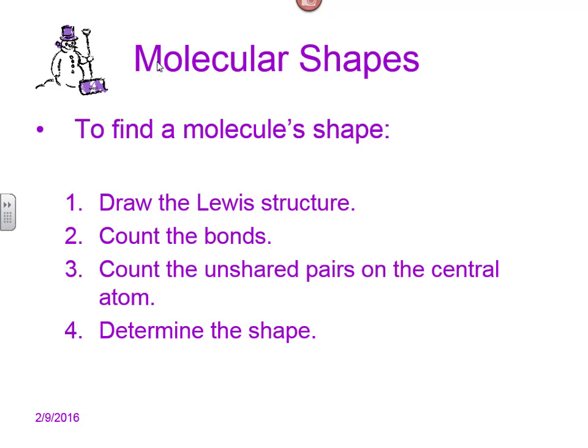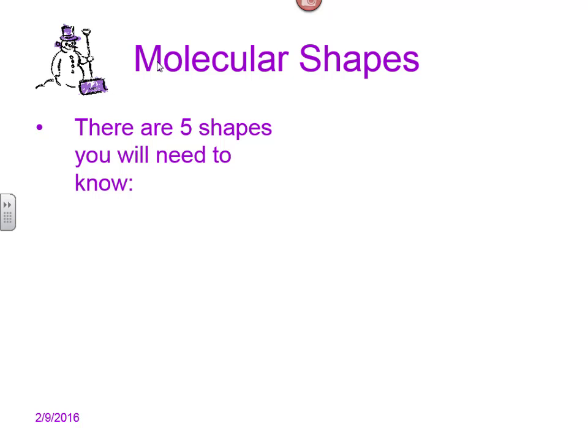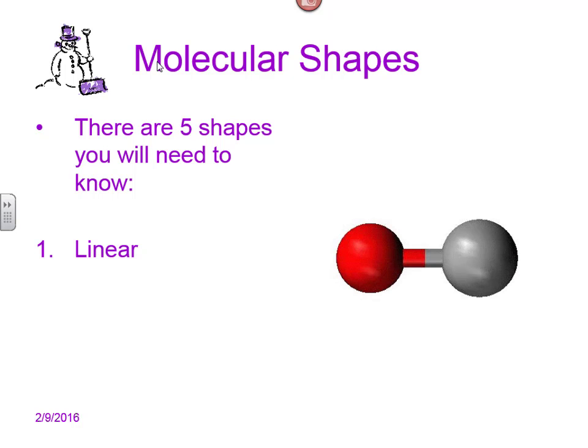As I said, we're going to learn 5 shapes. We'll do a couple of examples of those shapes, and then that'll be it for the notes today. We're going to start with the simplest of all of the shapes. Linear. What does the word linear mean? Line. So this is the structure where all of the atoms are in a line. Specifically, there are 2 atoms involved in a linear structure.